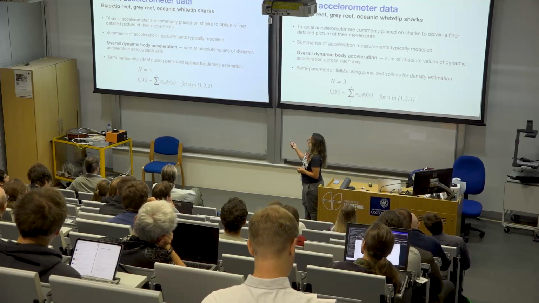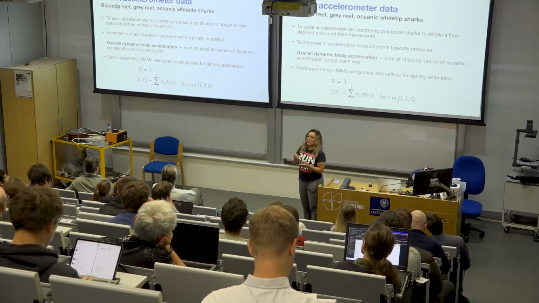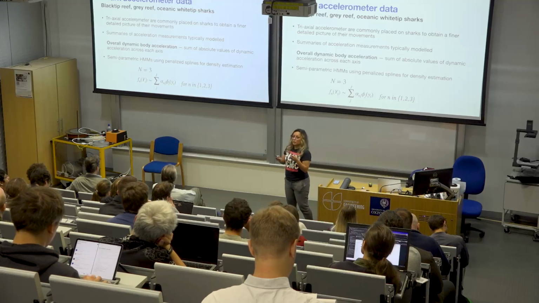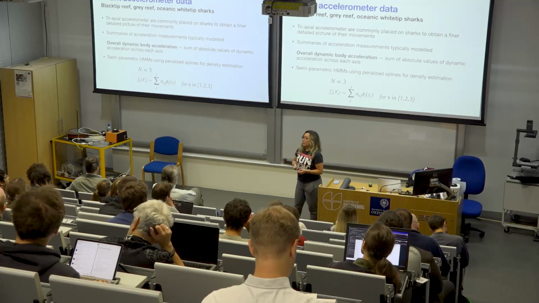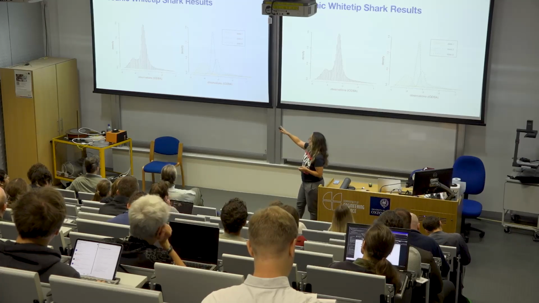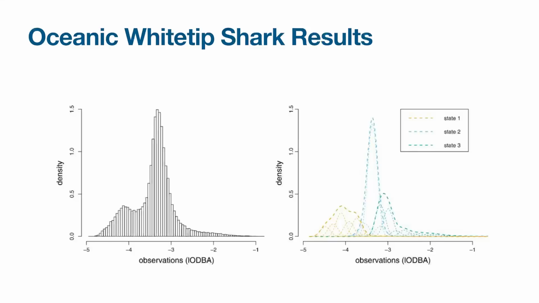One thing, though, is because it's such a fine temporal resolution, we typically found that it would be really hard to fit parametric HMMs. So we went semi-parametric. On the left-hand side is what the histogram looks like, and on the right-hand side, we use penalized splines to fit those density estimates.